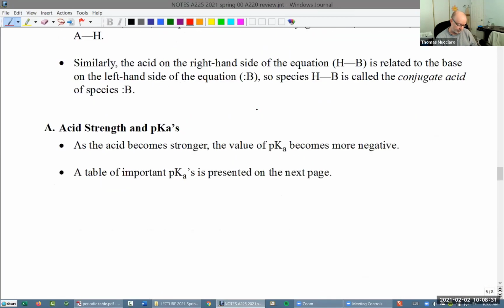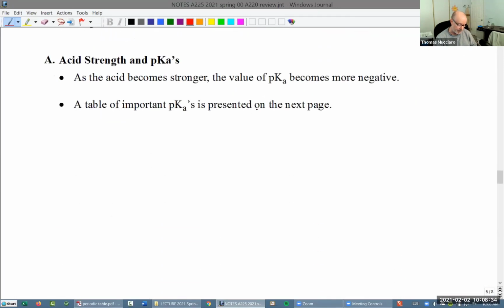Alrighty, so then in first semester, we went in detail about pKa's. I'm not going to go through all that math, but basically the pKa is a measure of how strong an acid is. It's a measure of the equilibrium constant of the reaction of the acid with water. Okay. And the main thing is that as the acid becomes stronger, the pKa, which is minus the log of the equilibrium constant, becomes larger, more negative.